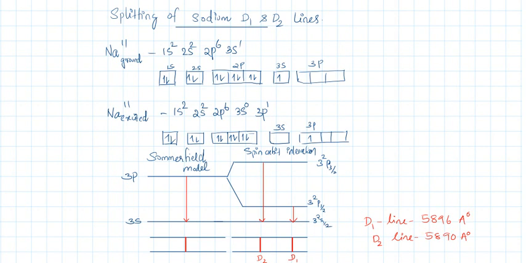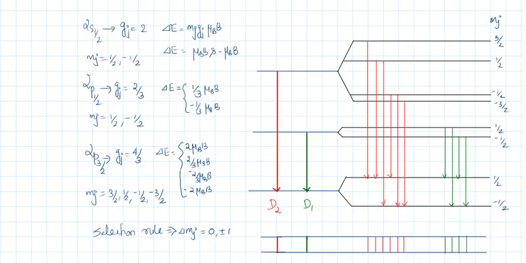Now, what happens to these D1 and D2 lines when we introduce an external magnetic field? When we introduce an external magnetic field, you will have an interaction energy ΔE equal to mj gj μB B. So there are three levels: 2s1/2, 2p1/2, and 2p3/2. For 2s1/2, we already calculated the gj value, and the g factor is 2, and since j is 1/2, mj can have plus 1/2 and minus 1/2 values.